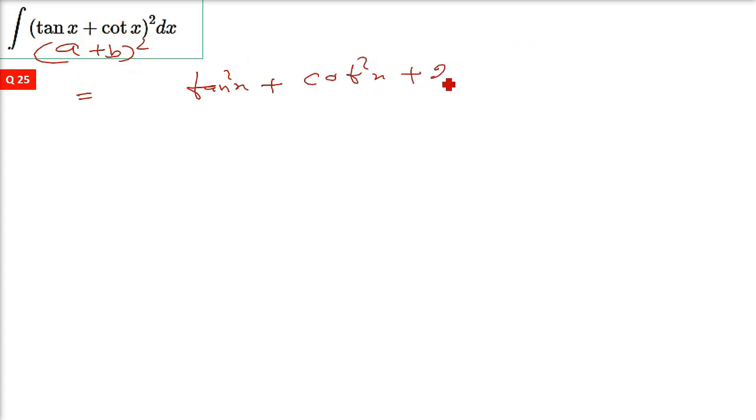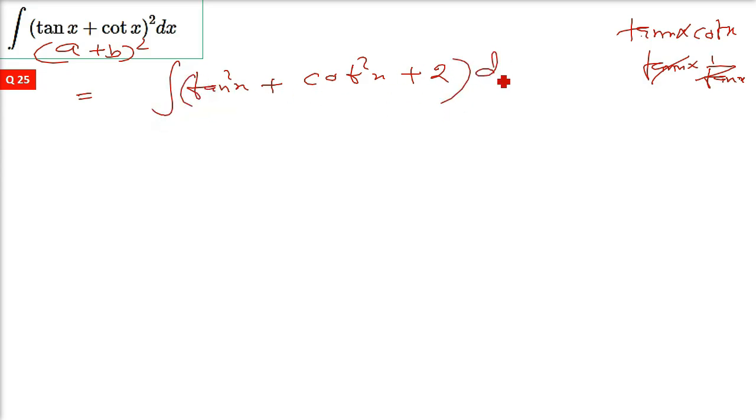Before going to this one, let me tell you, tan x and cot x are reciprocal of each other. So tan x will be 1 by cot x, cot x will be 1 by tan x. So when we have this one, you can just cancel them out. So this is cancellation. See how easy it has become. Integration of tan square x, integration of cot square x, and integration of 2, which is actually dx only. So let them be separated out. And tan square x is sec square x minus 1.